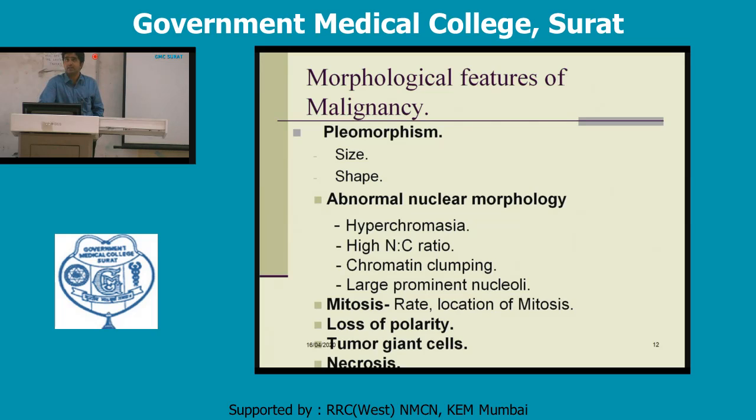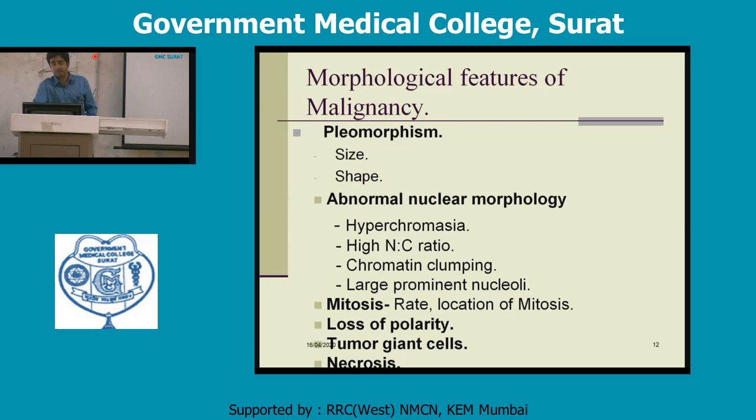Pleomorphism. What is pleomorphism? It is variation in size and shape of the cell. And if we say nuclear pleomorphism, then it is variation in size and shape of nuclei. Normally, the size of the cell remains uniform throughout the tissue. But in case of malignancy, the variation is there.